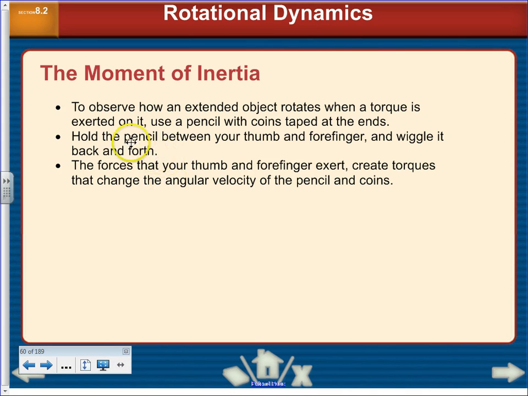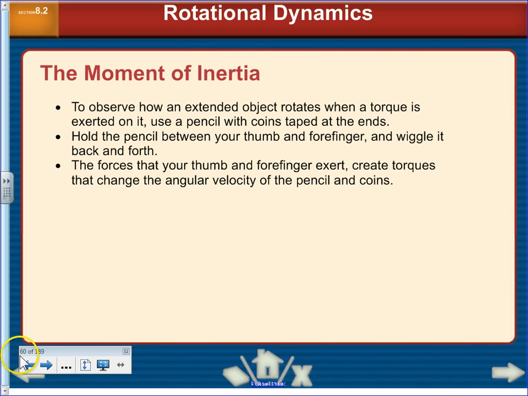So the moment of inertia is going to be a measure of how hard it is to get something to spin, and we're going to be able to relate that back to the acceleration. If you want to see a little bit about what we're talking about here, take a pencil, imagine taping two coins on the end of the pencil, and then try twisting, wiggling it back and forth between your fingers so that you're trying to get it to spin a little bit like a mini baton. You could see that it would have a certain amount of resistance to move.